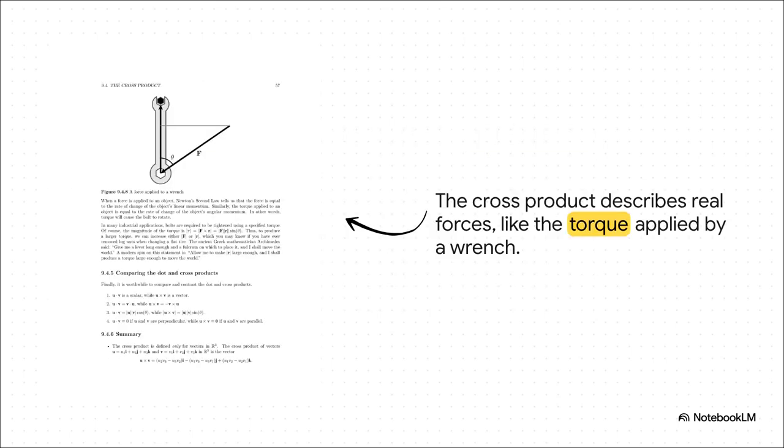So why go through all this trouble? Because the cross product is not just some abstract math concept. It describes real, physical phenomena that you can actually feel. And one of the most common, everyday examples is torque. That's the rotational force you apply when you use a wrench.